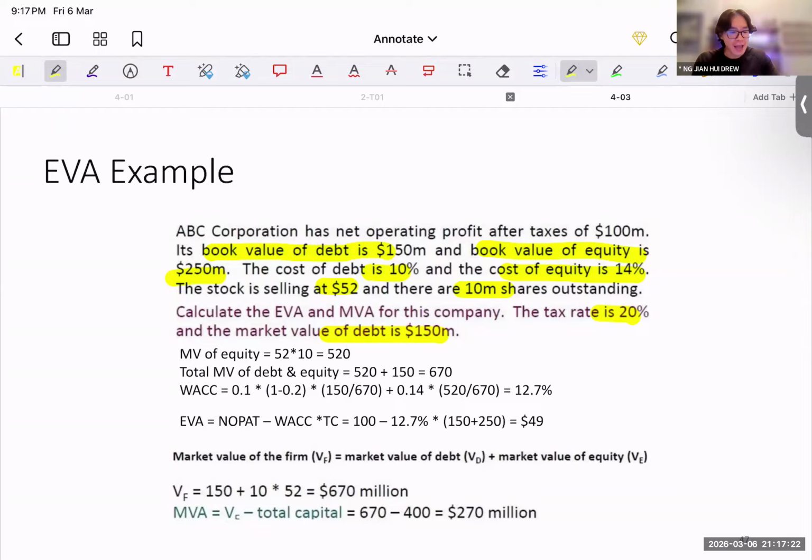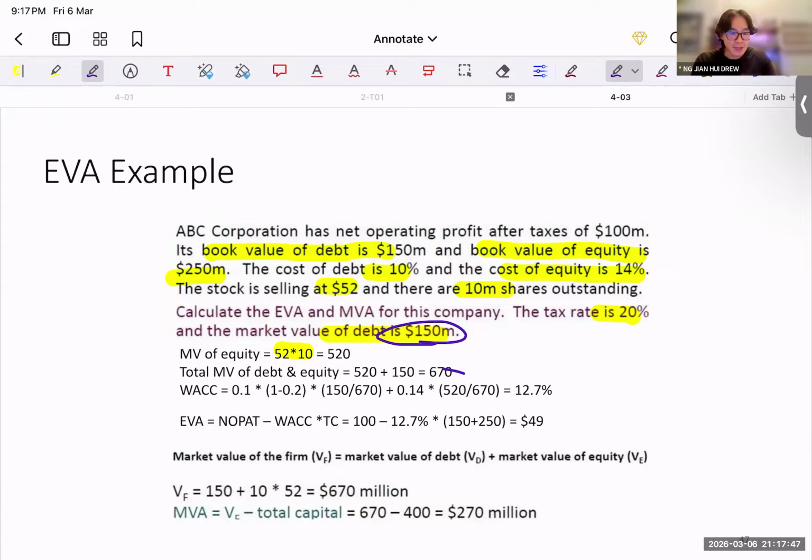So, what's the market value of the equity? We just take the 52 times 10 equals 520, market value of equity. The market value of equity plus debt, because the debt they will give you, it's quite nice. The debt they will tell you is 150, right? So the 520 plus 150.